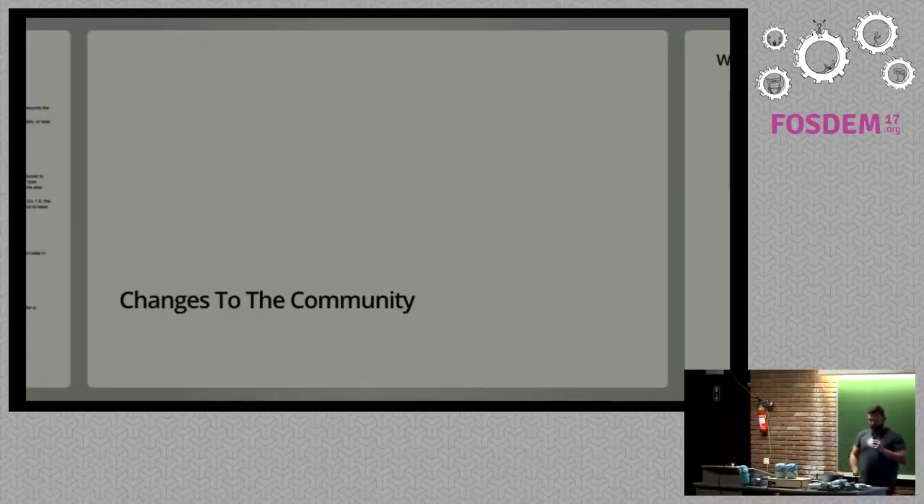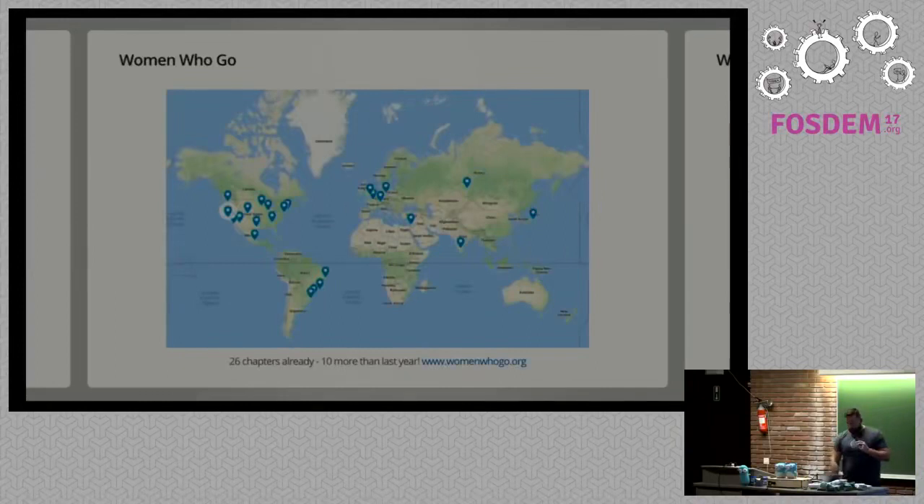So, changes to the community. This is Women Who Go. They now have 26 chapters, which is amazing. They had 16 last year. I redo this slide every time. This time I actually made the map so I can reuse it, which is nice for the first time ever. I'm not just using Paint. I was using Paint. So this is really good. They're all around the world, which is amazing.